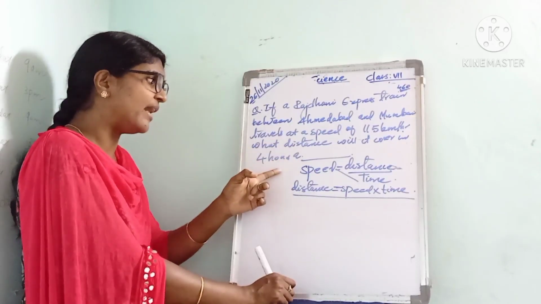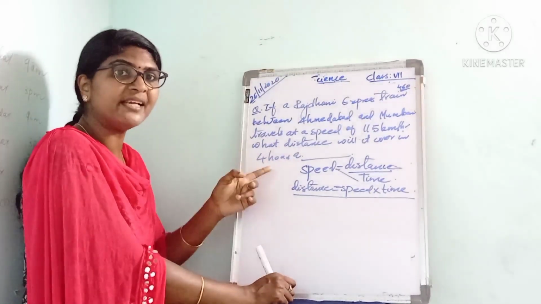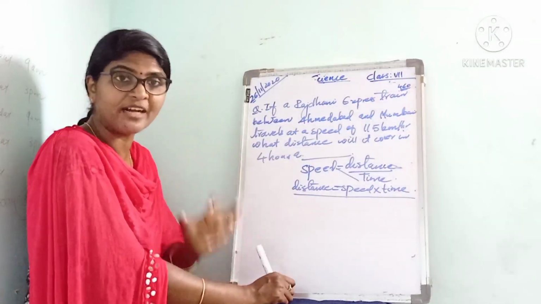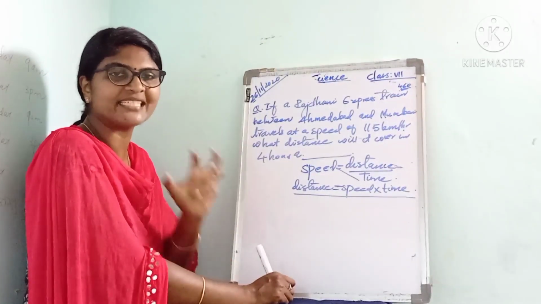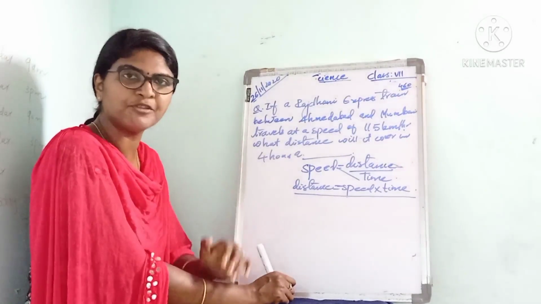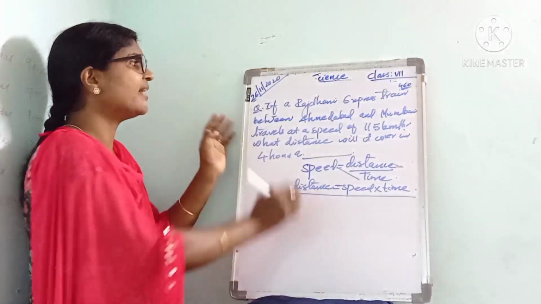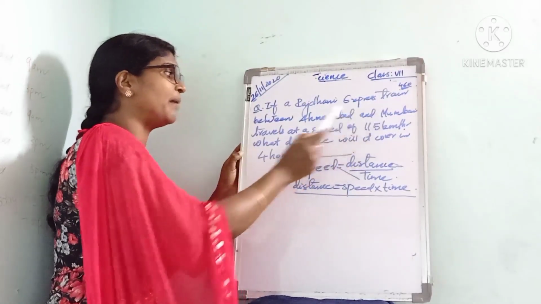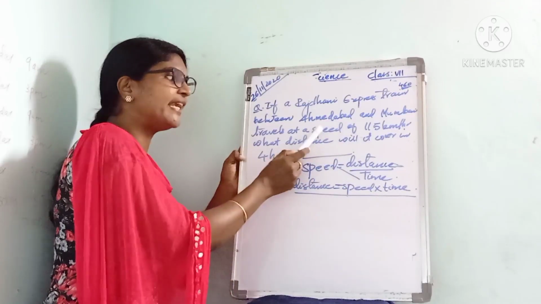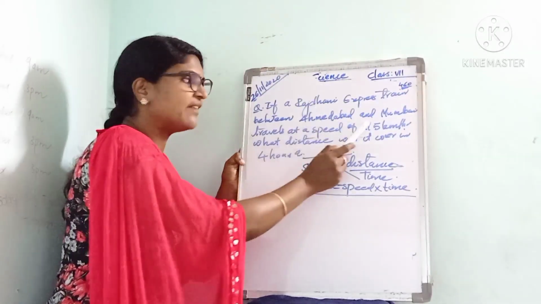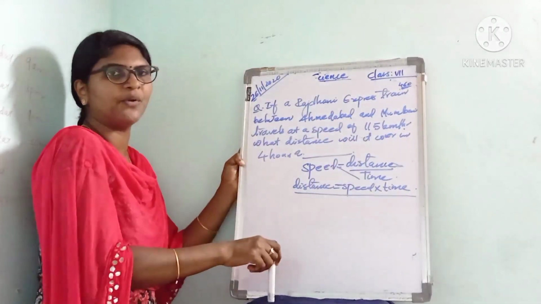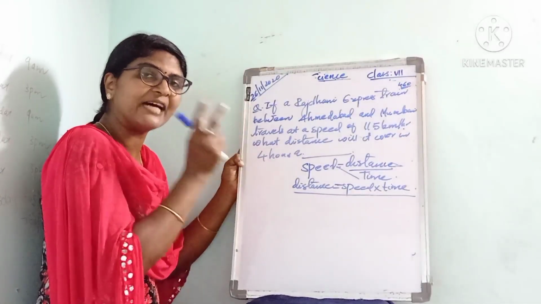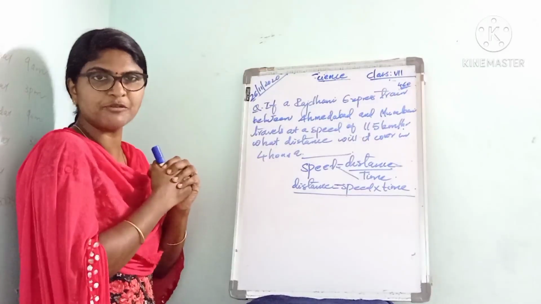Then we have to calculate how much distance that train travels within 4 hours. Listen here. If a Rajdhani Express train between Ahmedabad and Mumbai travels at a speed of 115 km per hour, then within 4 hours how much distance is covered by the train? That is what we have to find.